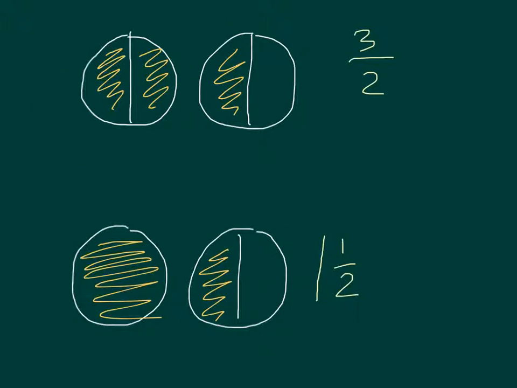What do you notice about these two drawings? You might be noticing that they match. The same amount of space is shaded in. That lets me know that 3/2 and 1 1/2 mean the same thing. They're equivalent fractions. 1 1/2 is also known as a mixed number because it contains one whole number and one fraction.